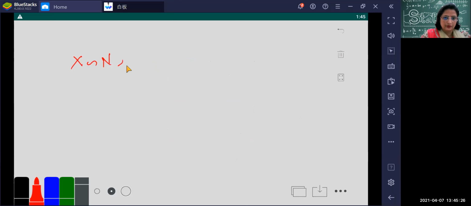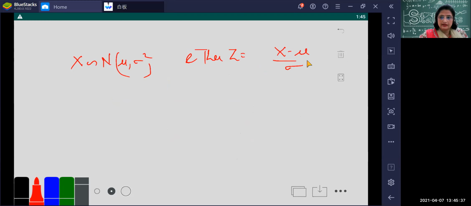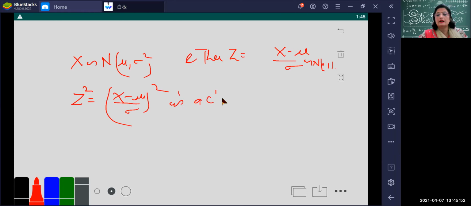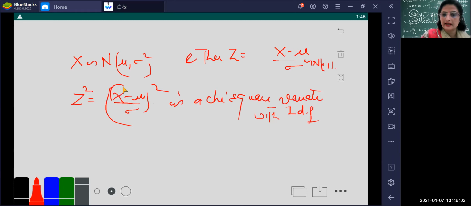If x follows normal distribution with mean mu and variance sigma square, then z, which is (x minus mu) upon sigma, is a standard normal variate. This follows N(0,1). Now we take the square of z, that is (x minus mu upon sigma) whole square, and this is called chi-square variate with 1 degree of freedom, because we have taken only one variable x.